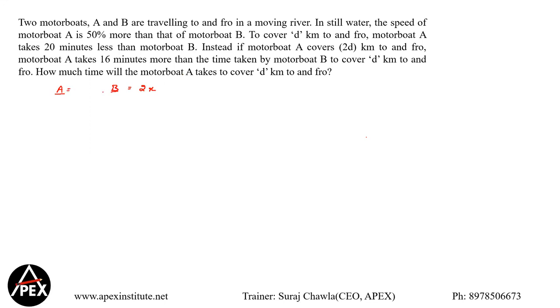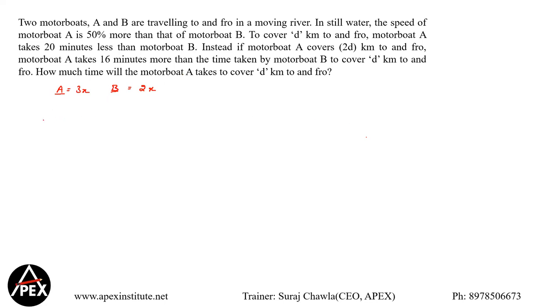So speed of A is 50% more. 50% more I know has to be 3x. So the speed of A and speed of B in still water becomes 3x and 2x. Okay. So to cover d kilometers to and fro, motorboat A takes 20 minutes less than motorboat B. So let's just go ahead on the same lines.